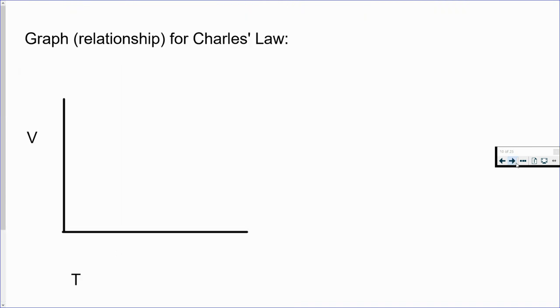And then if you were going to look at the relationship graph of them, as temperature and volume go up, it just looks like a nice linear equation. All right, best of luck, and a big reminder, sig figs.